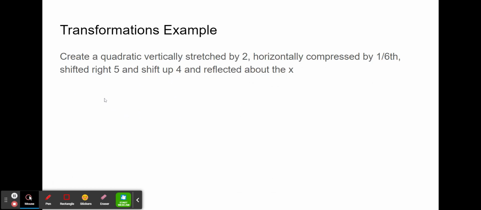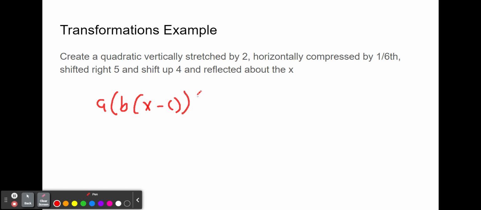Alright, so now what we're going to do is create a quadratic by using the transformations that we know. So we know that it's going to be a, and then b, x minus c squared plus d. Alright, so we know that the initial thing we want to do is stretch by 2, so that's just going to be changing the a value to 2. Next up, we're going to horizontally compress by 1/6. So we know that this lies, so if we want to compress by 1/6, that means we need to put a 6, not a 1/6. So we're going to put a 6.